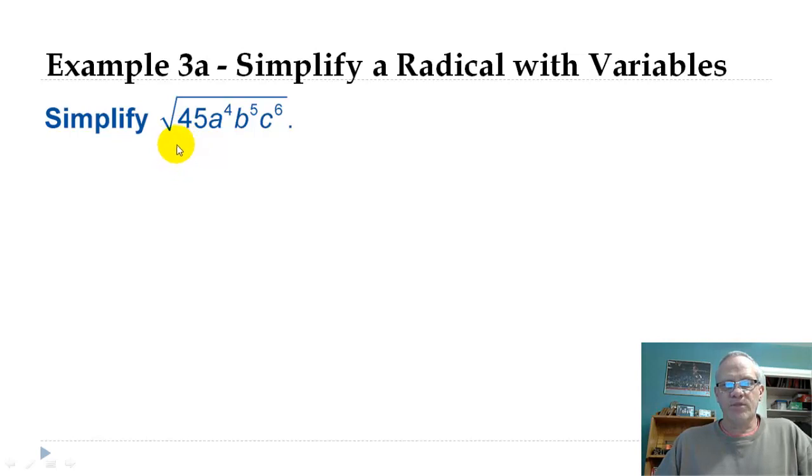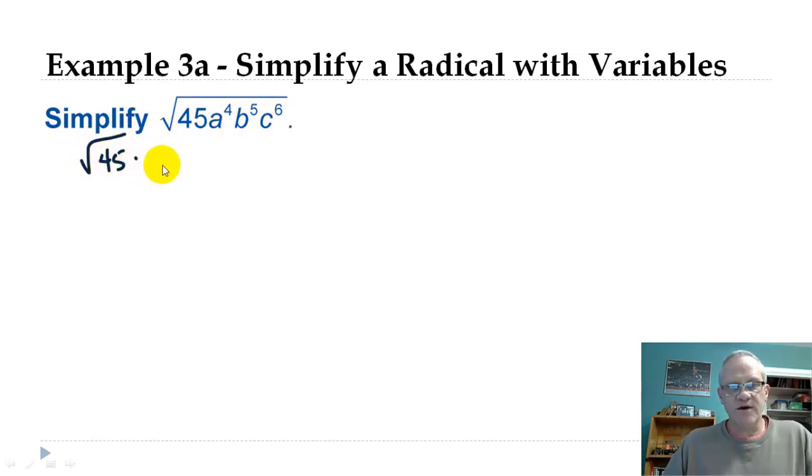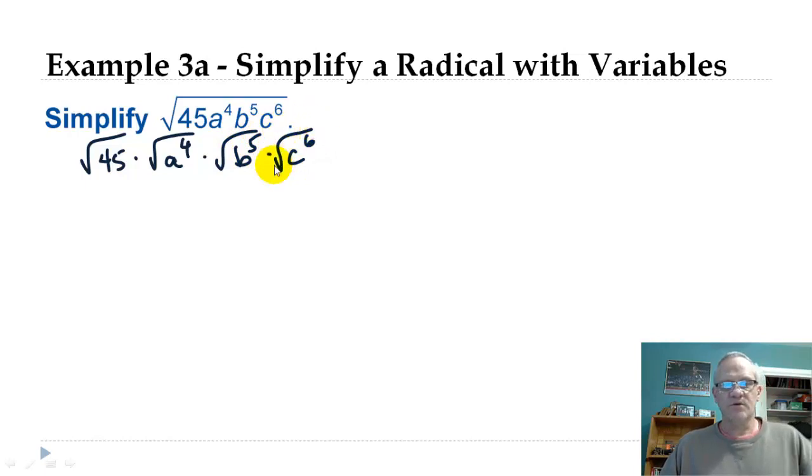In this situation, let's break these all up separately. So I've got the square root of 45, the square root of a to the fourth, the square root of b to the fifth, and the square root of c to the sixth. Okay, so I can split these all up separately and then simplify them.